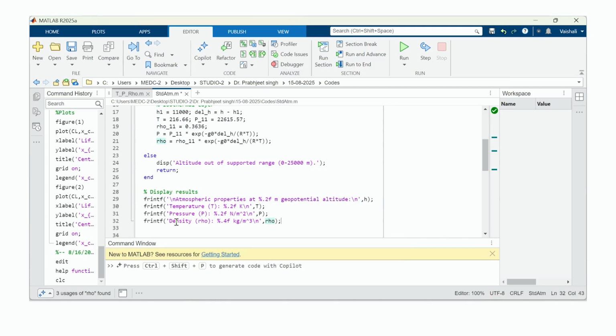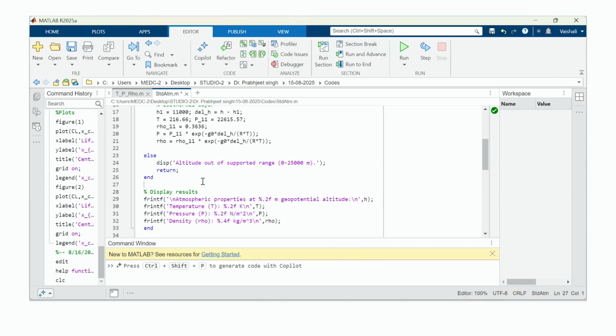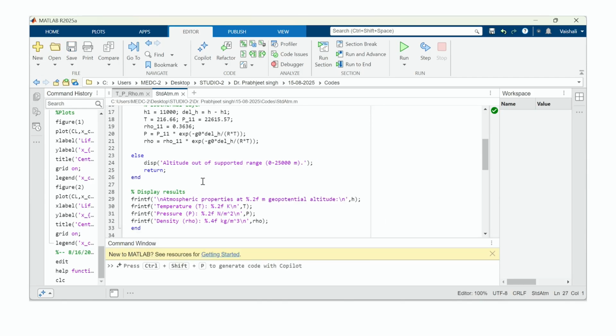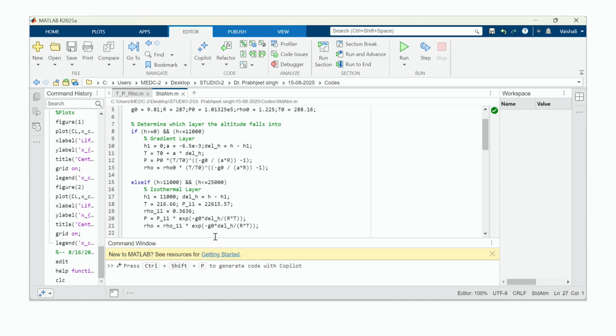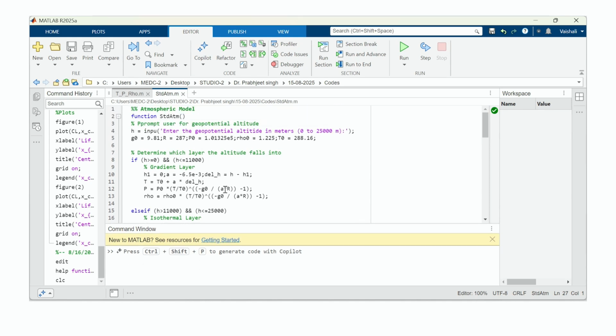Now let us end the function file. This end is for the function file. Let me save this. Now we are in a position to run this code, where MATLAB will prompt us to enter the geopotential altitude in meters. I have saved this code, and let me run it. Here we have the run button.